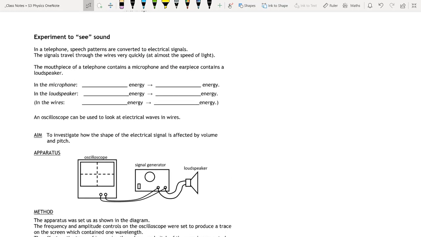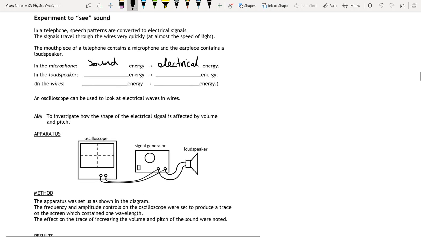So, in a telephone, speech patterns are converted to electrical signals. The signals travel through the wires very quickly at almost the speed of light. The mouthpiece of a telephone contains a microphone and the earpiece contains a loudspeaker. So what is the energy change in a microphone? Yes, good, you got it the right way around. You speak into a microphone, so it starts off as sound energy, and it changes into signals, so electrical energy.